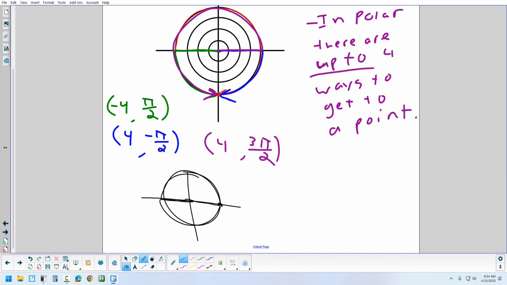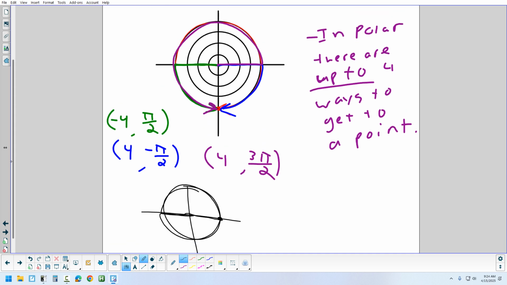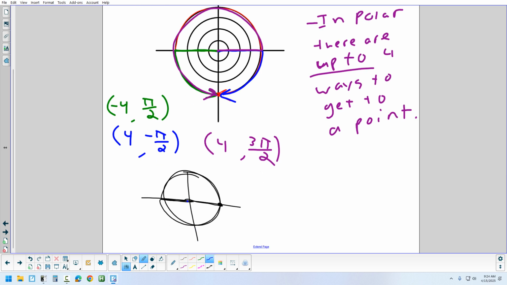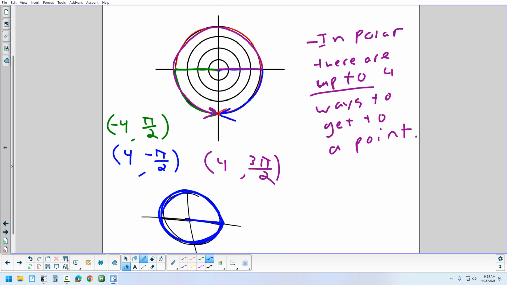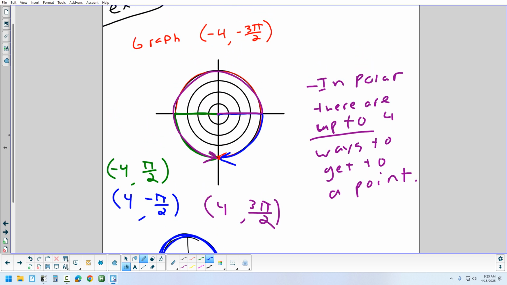So generally in polar, every point has a minimum of 3 and up to 4, maximum 4. Now, if you're thinking, well, what about if you go right and then go around once, go around twice and then stop? Well, it's not really a different way. That's still right counterclockwise. I don't care if you go counterclockwise 7 times and then stop. You still went counterclockwise. And even if you went right clockwise, it's still the same answer anyways. All right, so there's up to 4 ways.